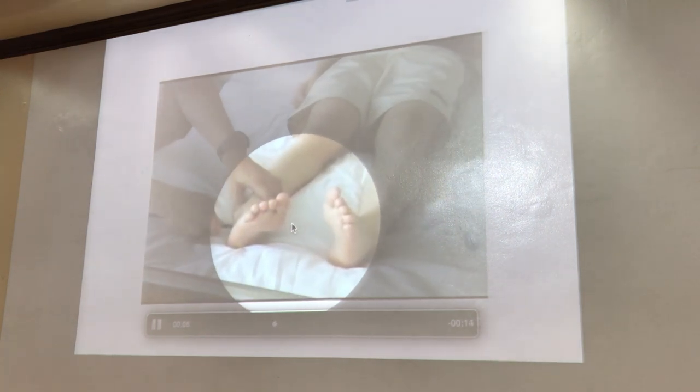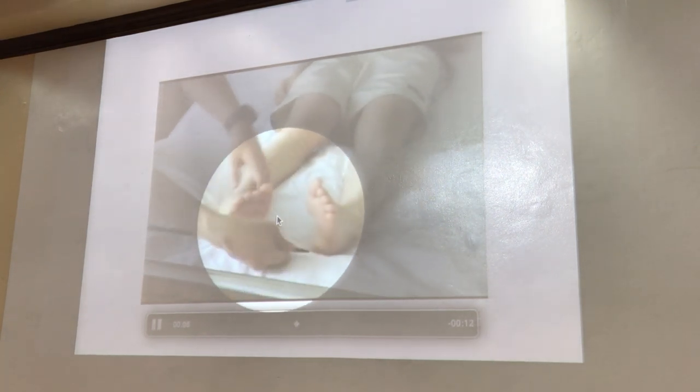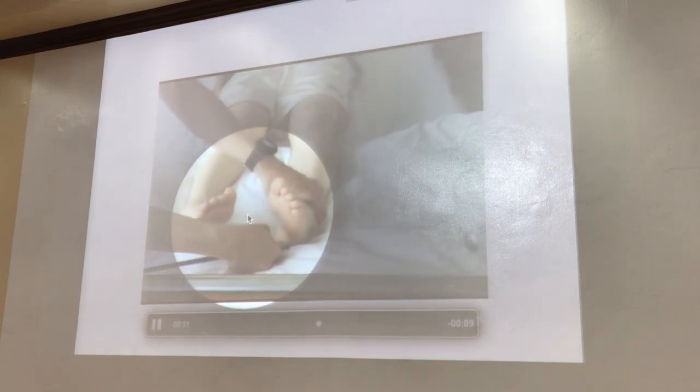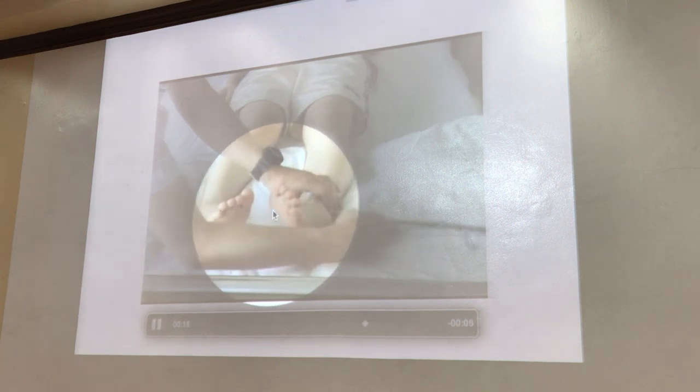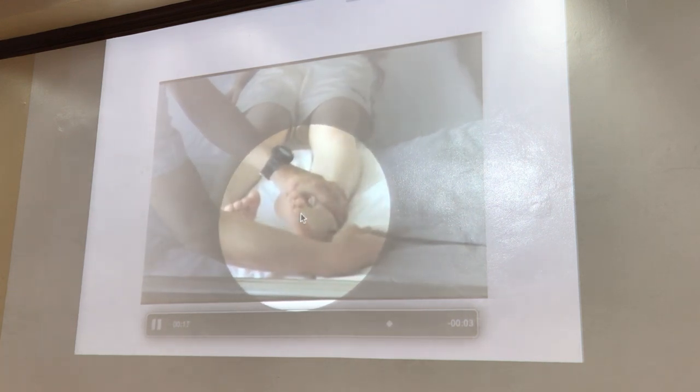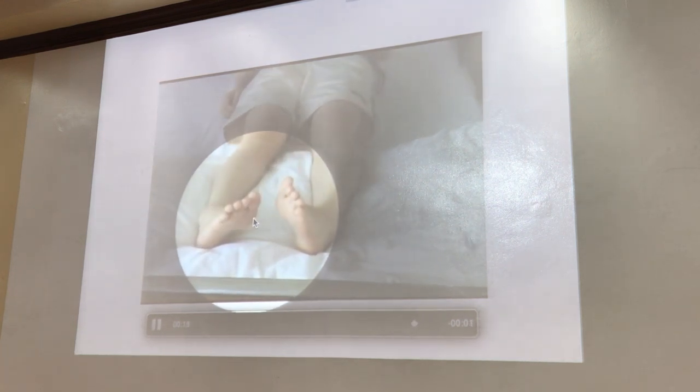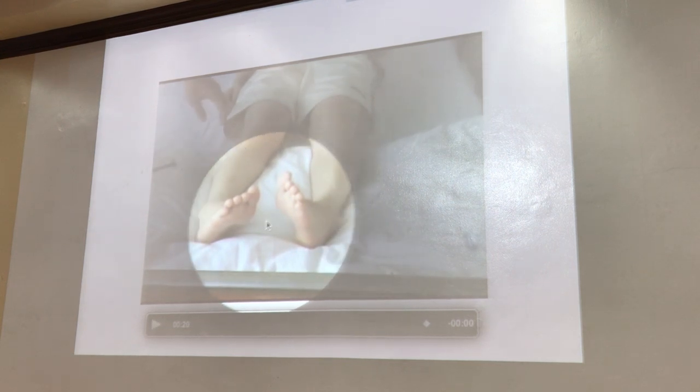Parang tumataas, upward turning toe. Pag nag-elicit ka, ayun. Kaya yung happy feet nyo kanina, actually, is not so happy being stimulated. Masakit yan. So, this is the Babinski sign.